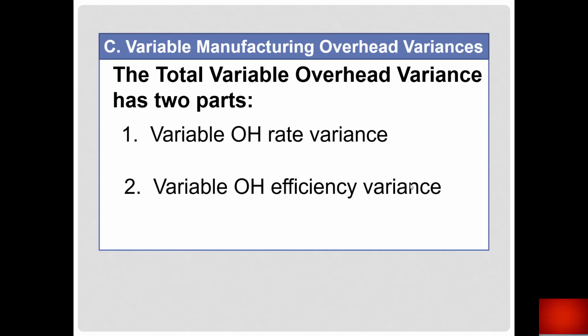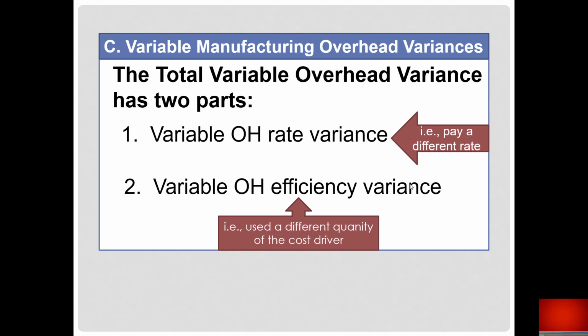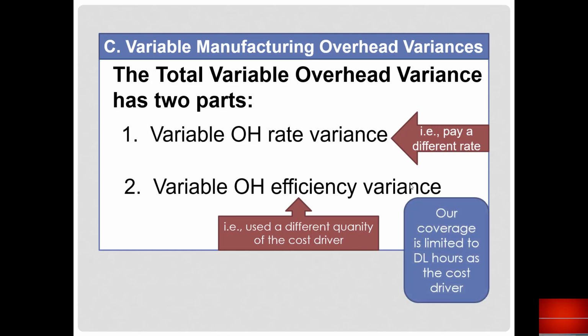And then the variable overhead variance, there are two parts again. The variable overhead rate variance will look at the average rate of spending on variable overhead costs, such as electricity and factory supplies. And the variable overhead efficiency variance will look at, is there a difference in variable overhead costs due to using a different quantity of the cost driver? That will be easier to demonstrate with numbers, but keep in mind that our coverage of variable overhead variances is going to be limited to when direct labor hours are used to apply overhead.